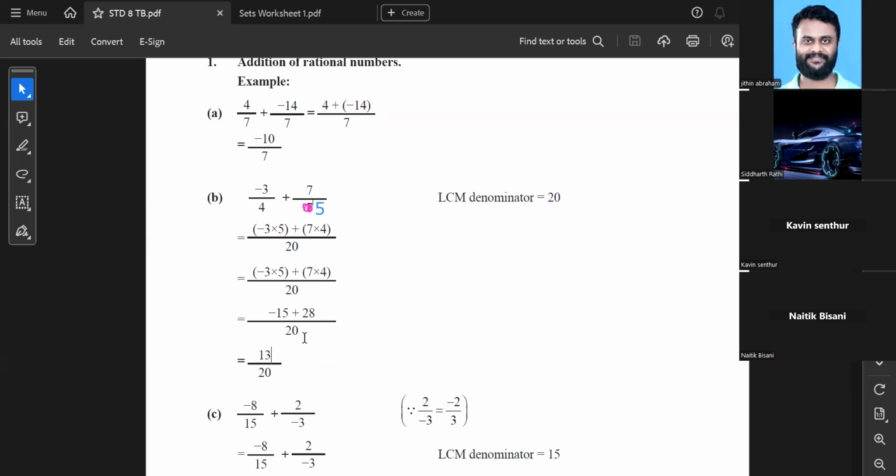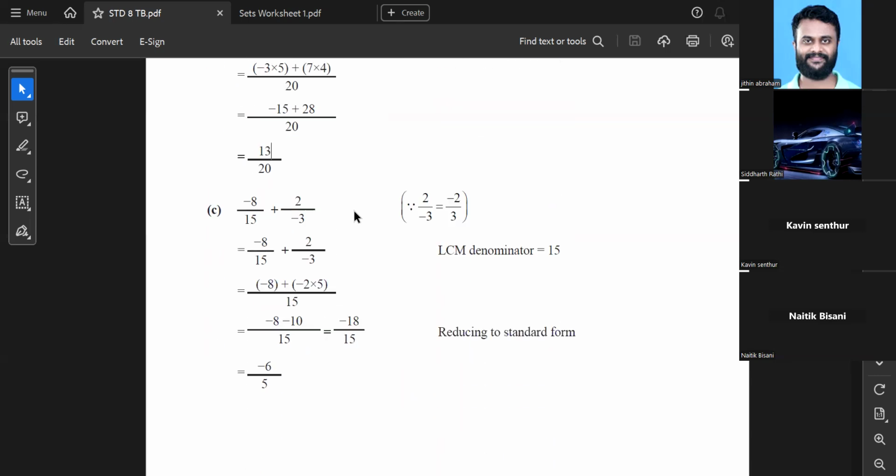I believe I'm clear. Yes, sir. It's the same as how we dealt with fractions. Deal with this the same way as you dealt with fractions.